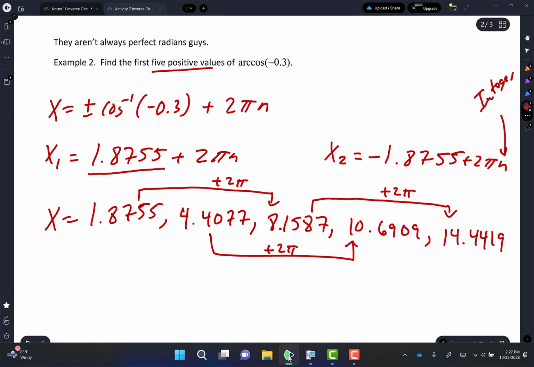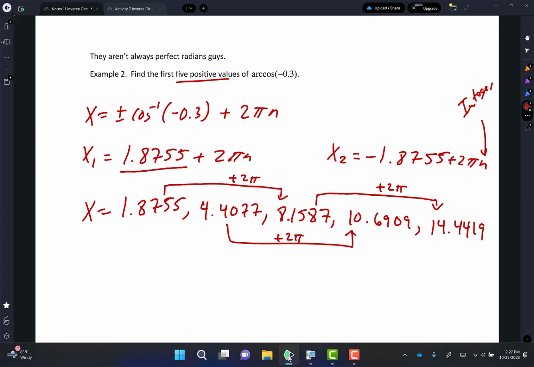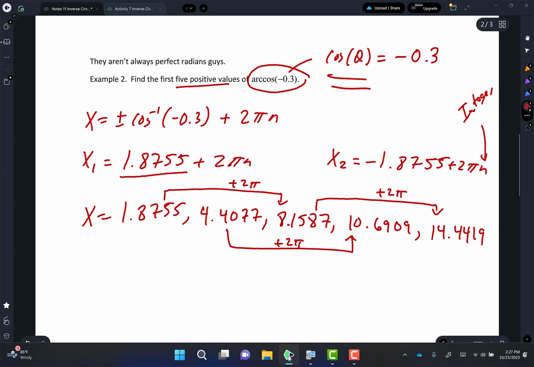I know some of you are just going through the motions and you're like, I have no idea what you're doing. I'm going to help you. Remember what this means. What this means is cosine of some angle equals negative 0.3. That's all it means. You can relate this to the unit circle. You can relate this to the graph of cosine, which is what I'm going to do right now. That's another way.